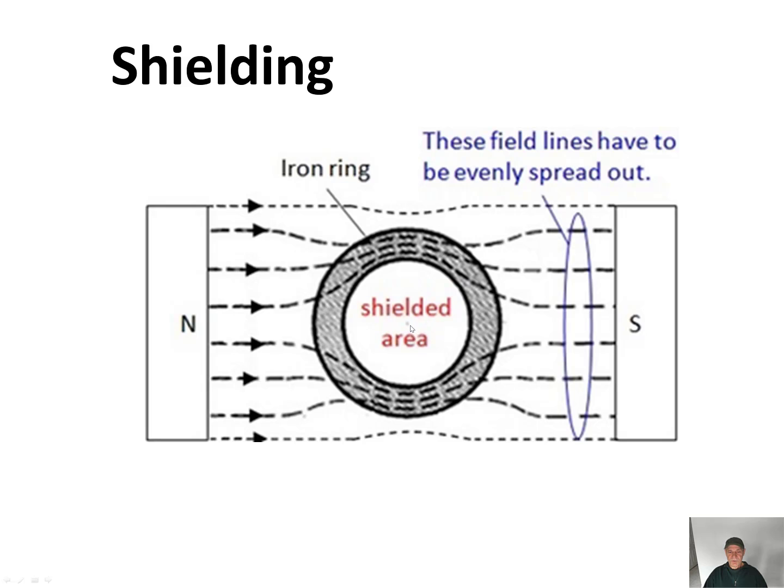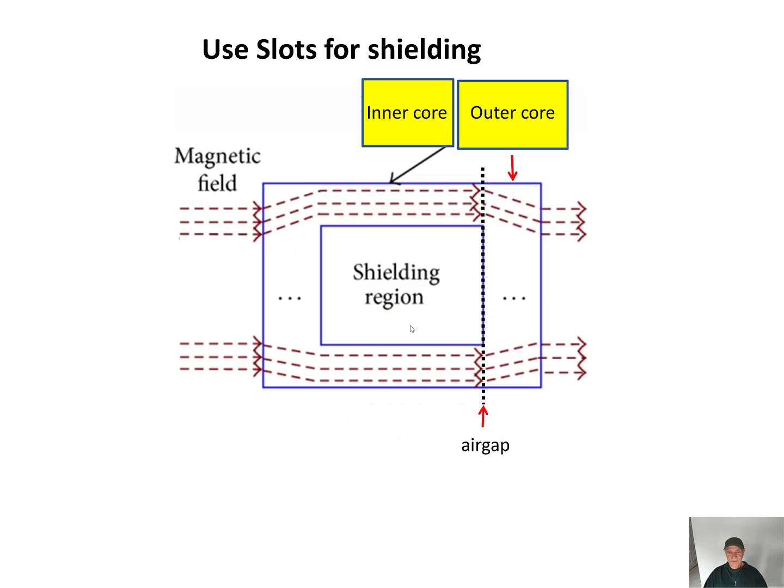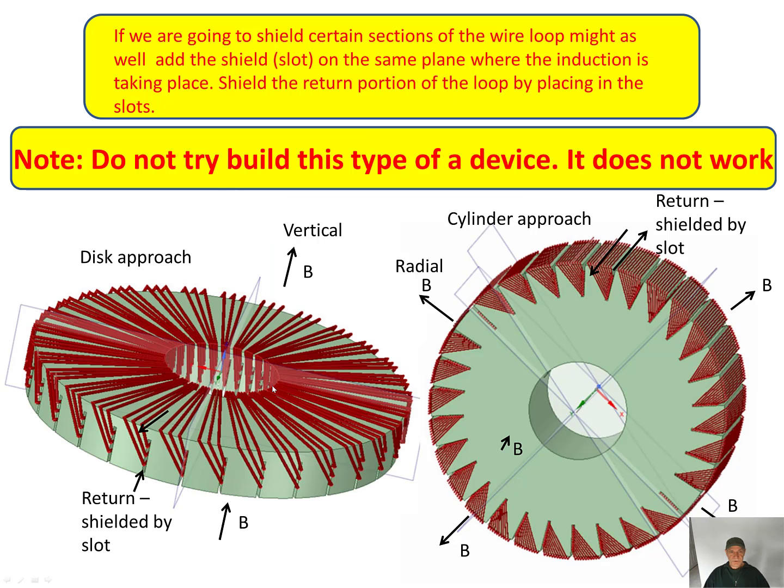So we're going to use slots for shielding. This is an example where this would be the inner core, this is the outer core, and this will be the air gap, and the magnetic field is diverted around the slot area. If we're going to shield a certain section of the wire loop, we might as well add the shield slot on the same plane where the induction is taking place. Shield the return portion of the loop by placing it in the slots.